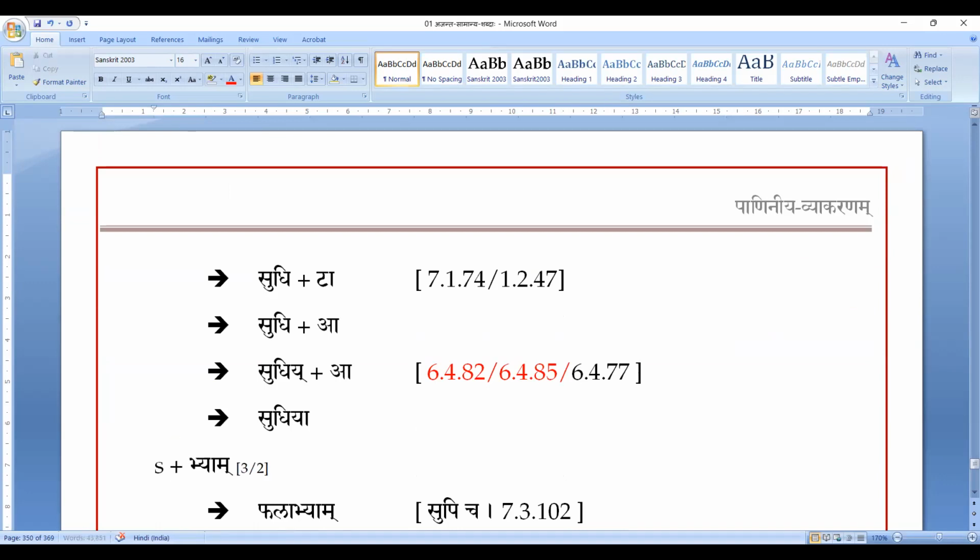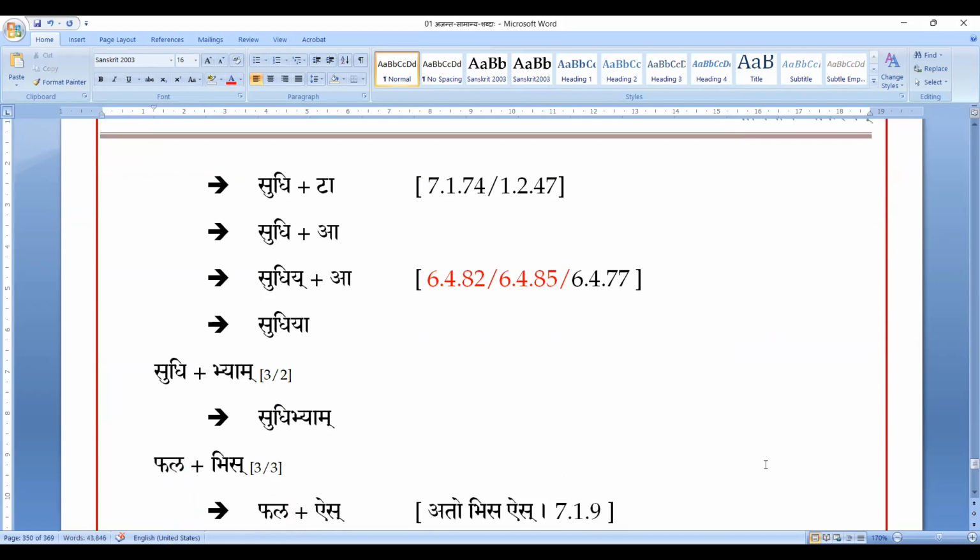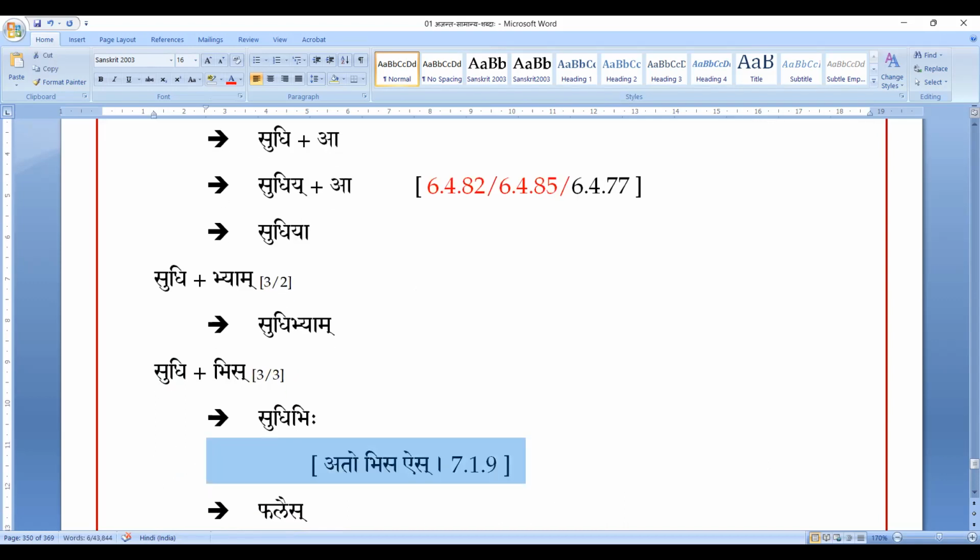Now, next one, sudhi plus bhyam. Nothing happens, just a melanam. So you have sudhibhyam. This shabda I will do and then we'll stop. I thought we would complete napumsakalinga prakaranam. Some interesting discussion. Now, sudhi plus bhis becomes sudhibhihi. Next one.